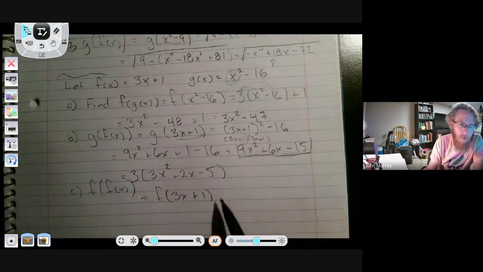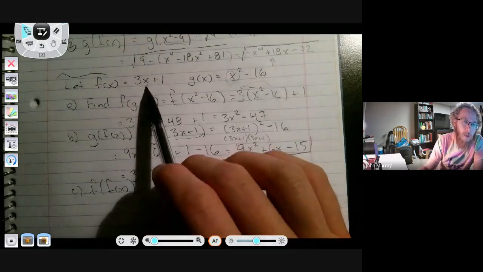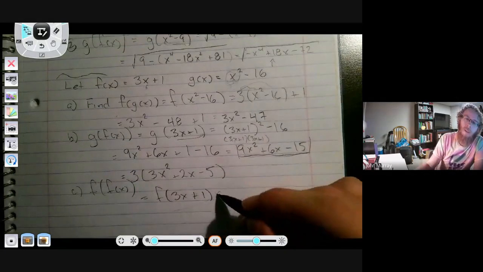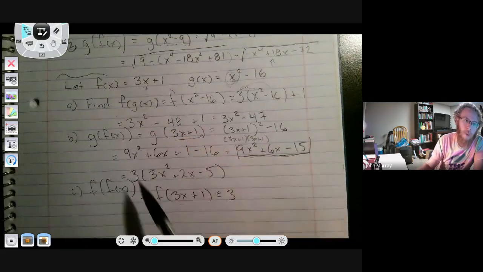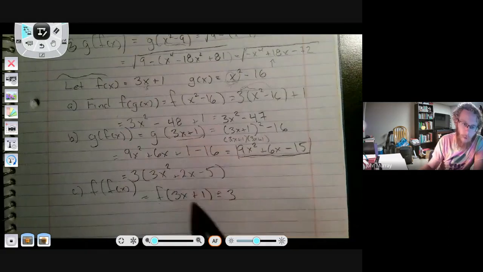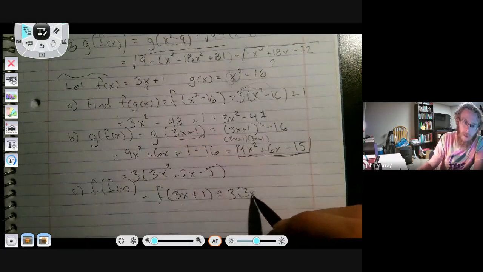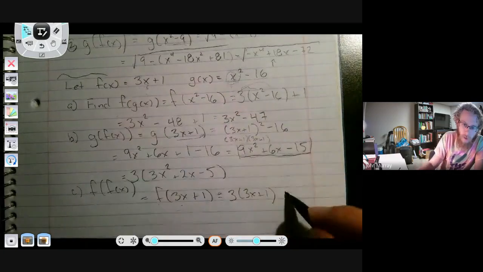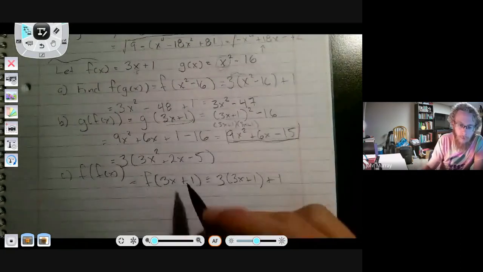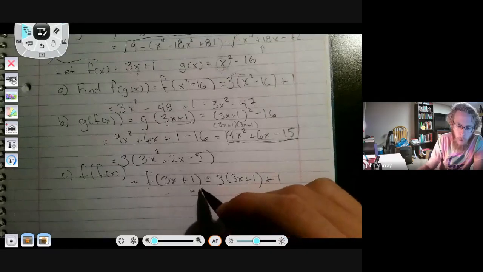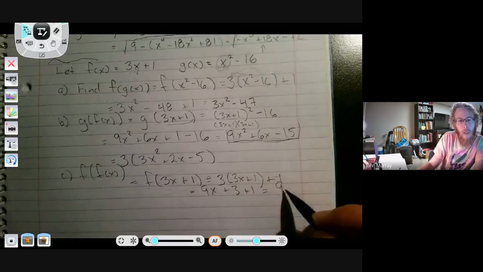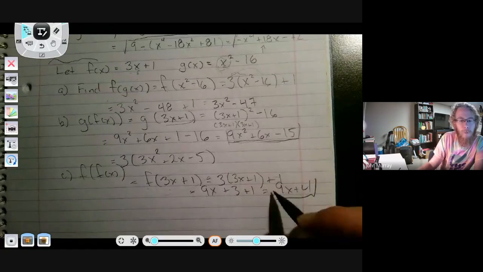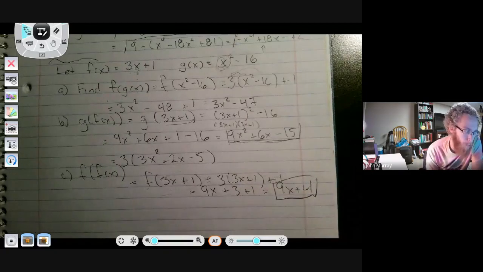So now, it's like Inception. I'm taking this 3x plus 1 and I'm plugging it back into the 3x plus 1. So I have the 3, right? That's the first thing I start with for my f function, the 3. I'm replacing x with what's in the parentheses, and then I finish off the function, plus 1. Here it's just one quick distribute: 9x plus 3 plus 1 to get 9x plus 4. Nothing to simplify there. That's our final answer.